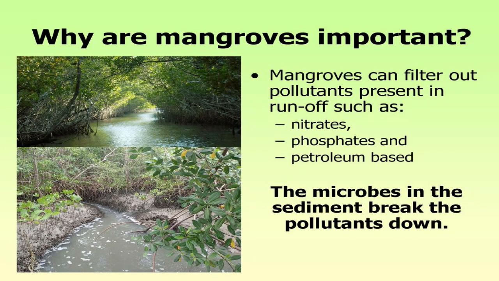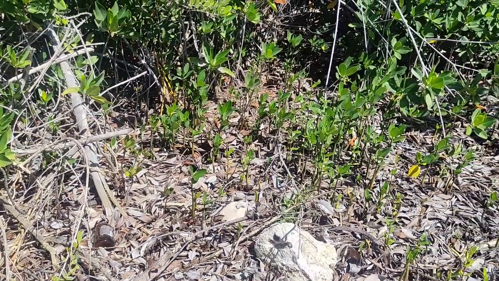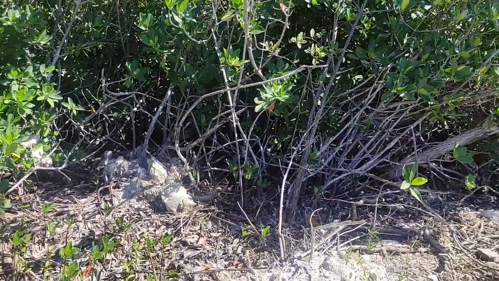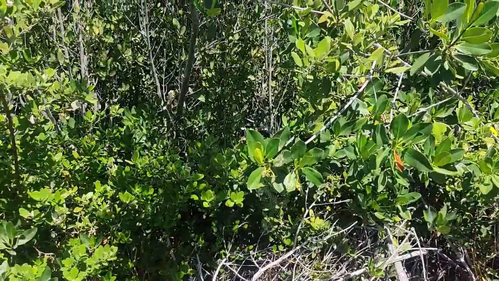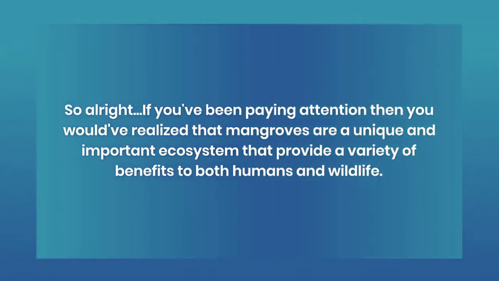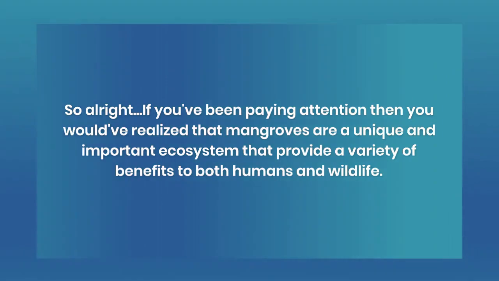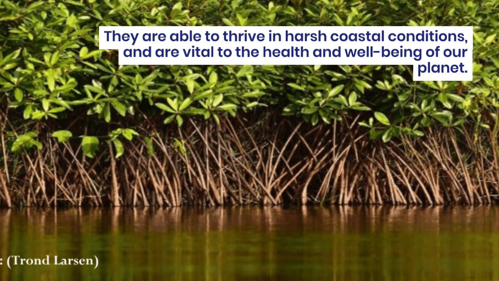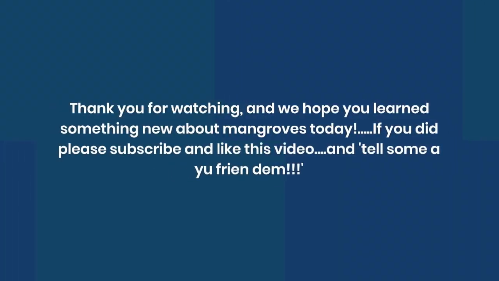You see the roots, they're almost like a net, and they sometimes work like a sieve to filter out all the bottles and plastic rubbish that gets into our seas. So if you've been paying attention, then you would have realized that mangroves are a unique and important ecosystem, and they provide a variety of benefits to us humans and, of course, the animals. They are able to thrive in harsh coastal conditions, and they are vital to the health and the welfare of our planet. Definitely.